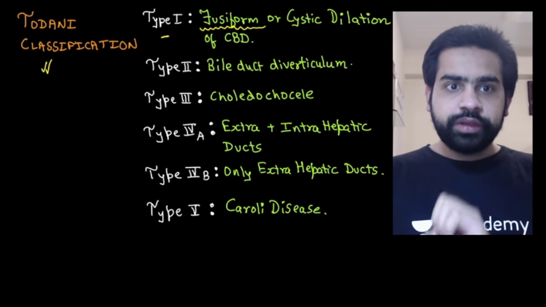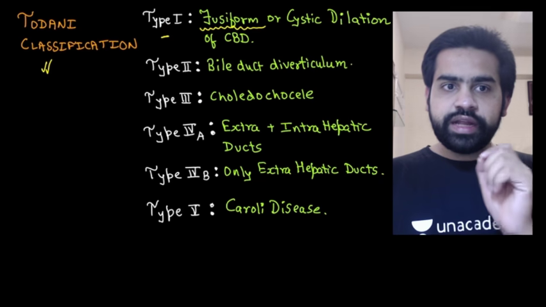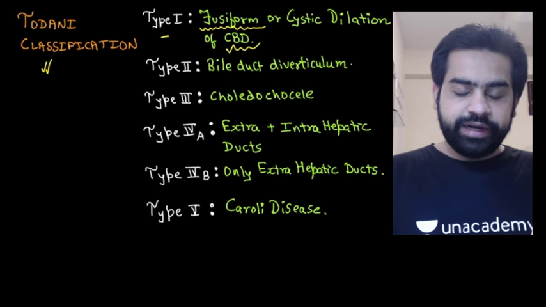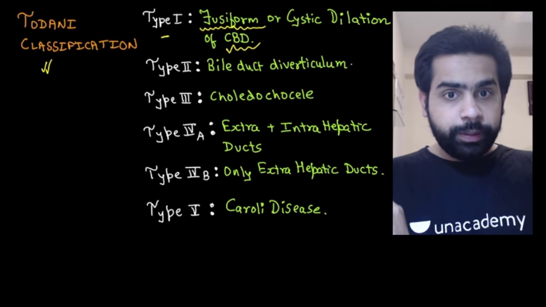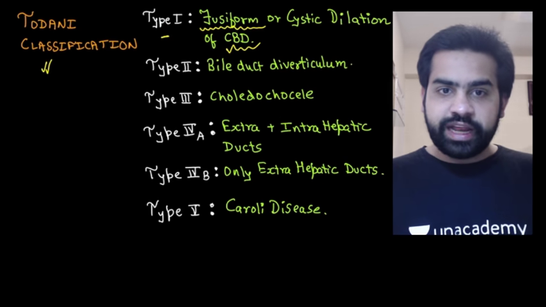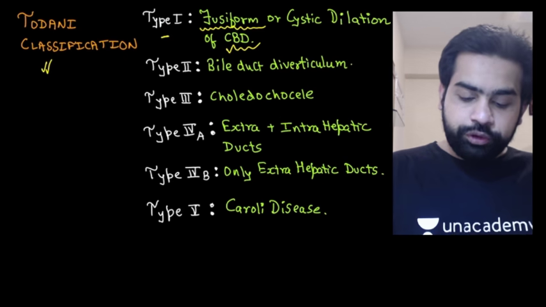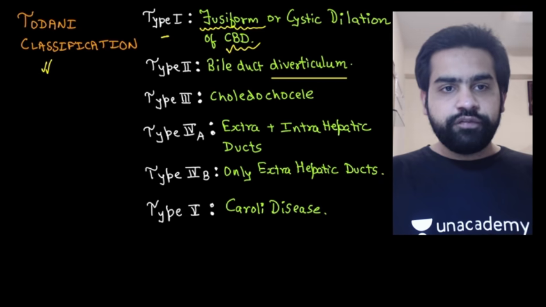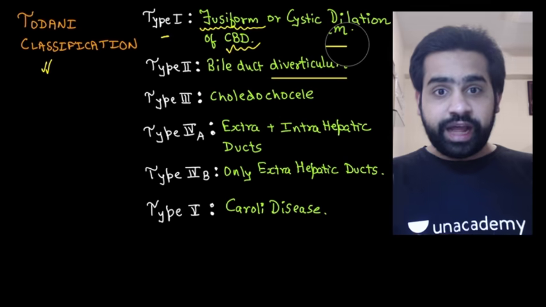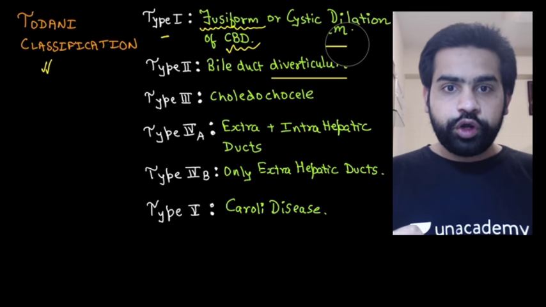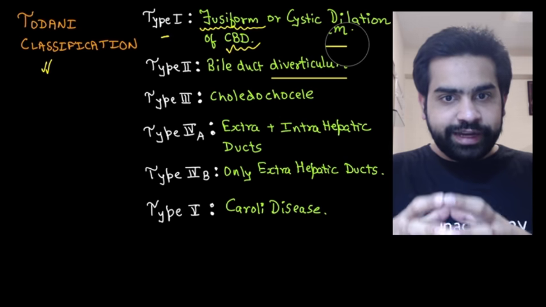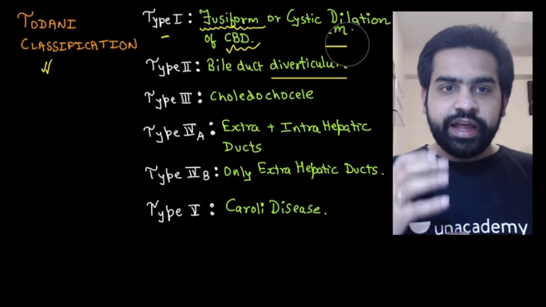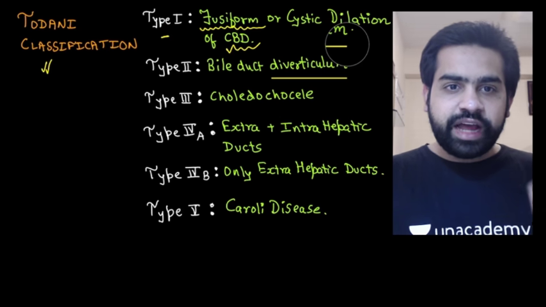So type 1 includes fusiform or a cystic dilation of a common bile duct. Then what do you have? Type 2, you have a bile duct diverticulum. Many students get confused between type 1 and type 2. What exactly is the difference? In type 1, you have a fusiform dilation, that is the entire circumference is getting dilated. In type 2, you have a diverticulum.